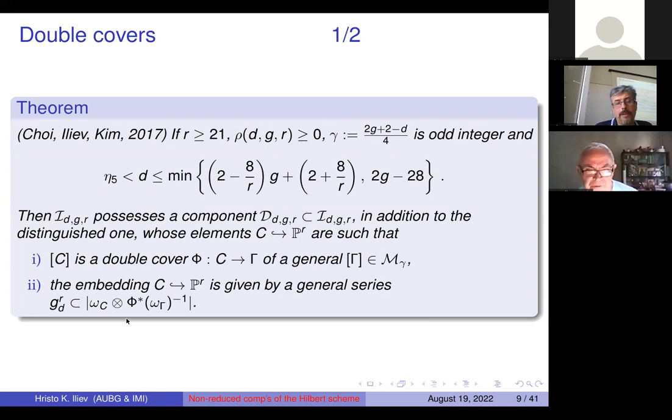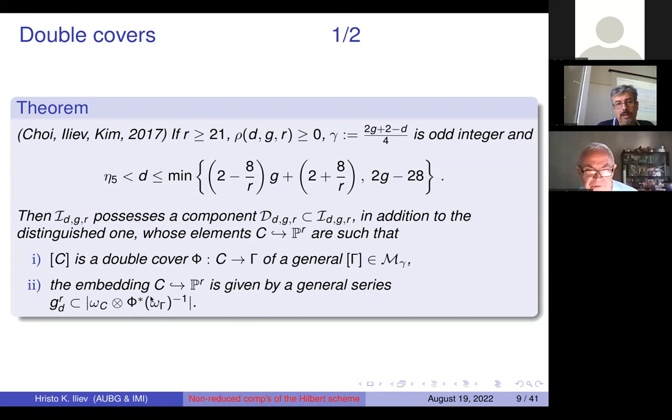And further, the curves that we have in P^r are in fact embedded by subseries of the complete linear series, which is the canonical divisor on the curve C times the line bundle that is the pullback of the canonical divisor on the base curve gamma.